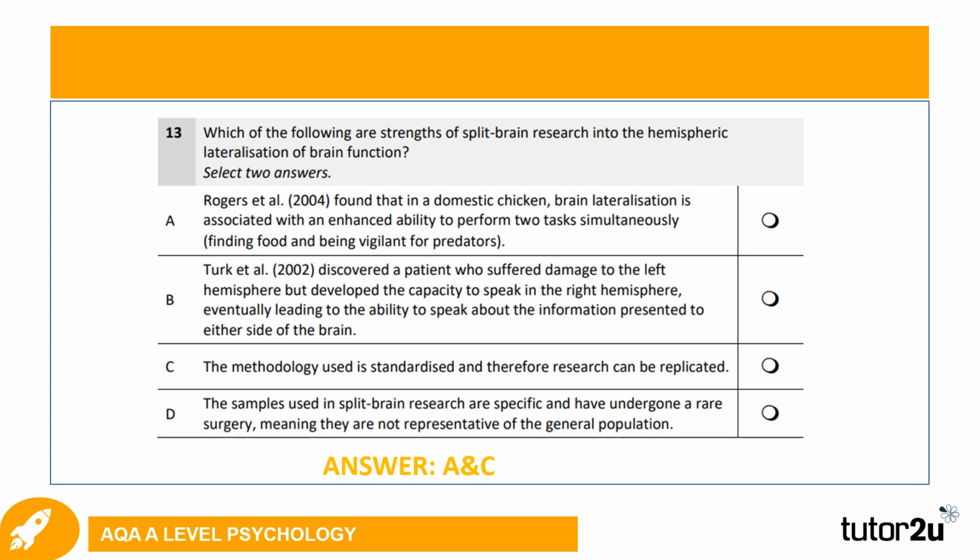Well done if you identified A and C as being the correct answers. So with this one, B was actually a counter finding and D is obviously a weakness of the research because the samples are very specific to that one person. So we can't generalize them to a wider population.